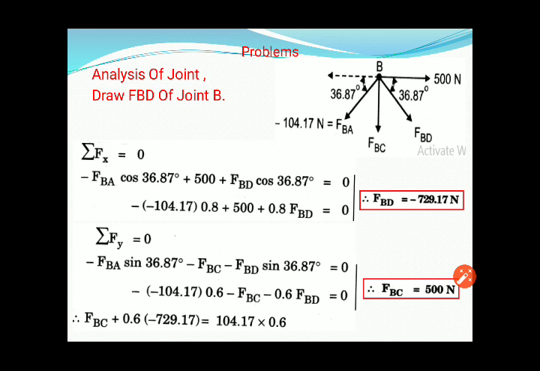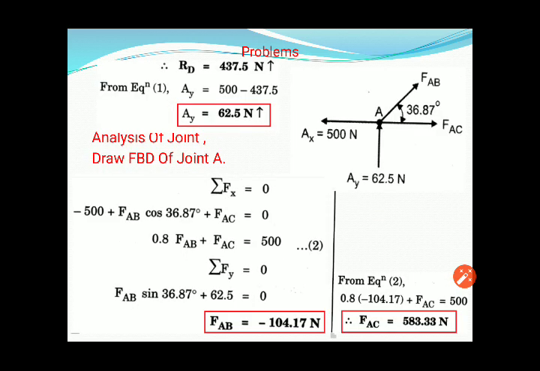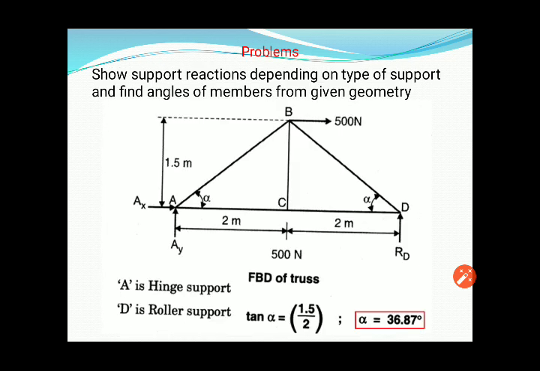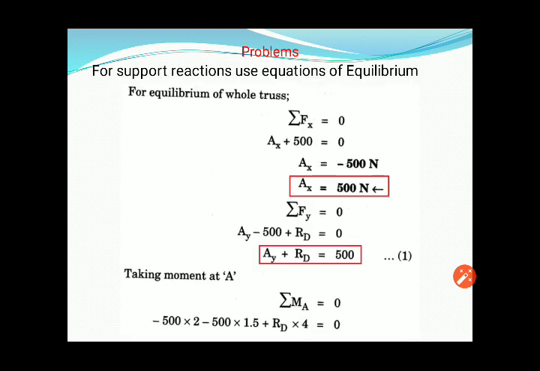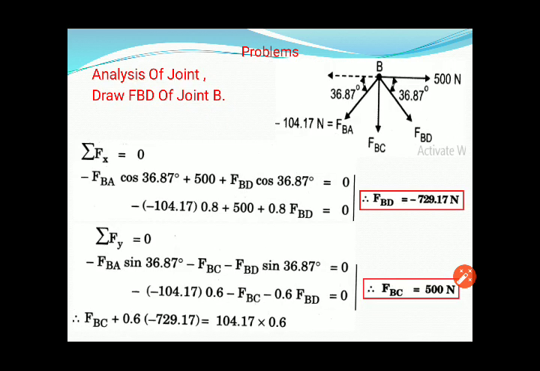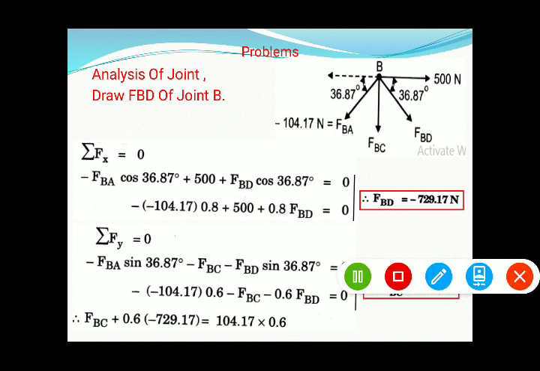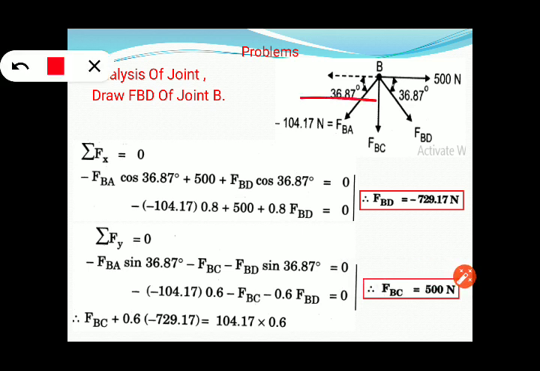Now go for the next joint where you have only two members unknown. Now I have taken joint B. Same thing. So where is joint B? Joint B is here. Okay. So draw its free body diagram. So resolve the members. Similarly, resolve these members also.